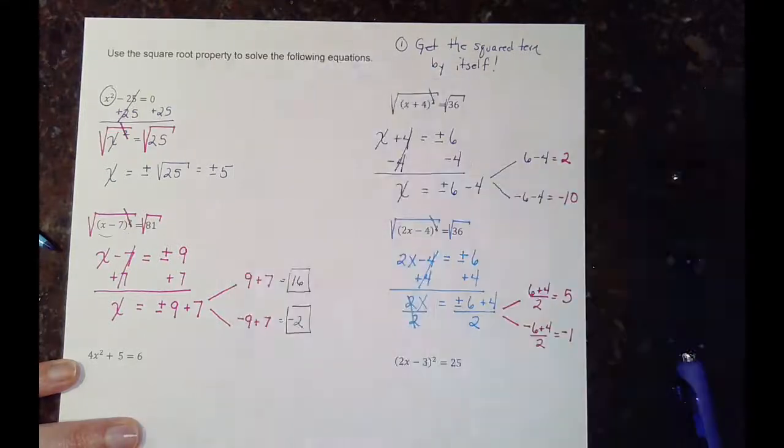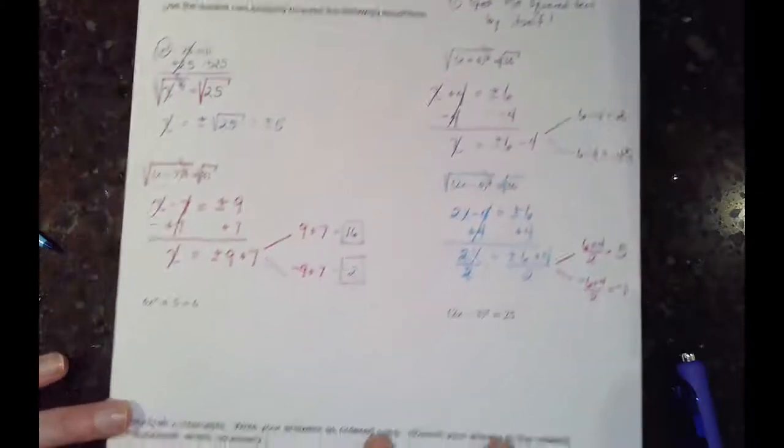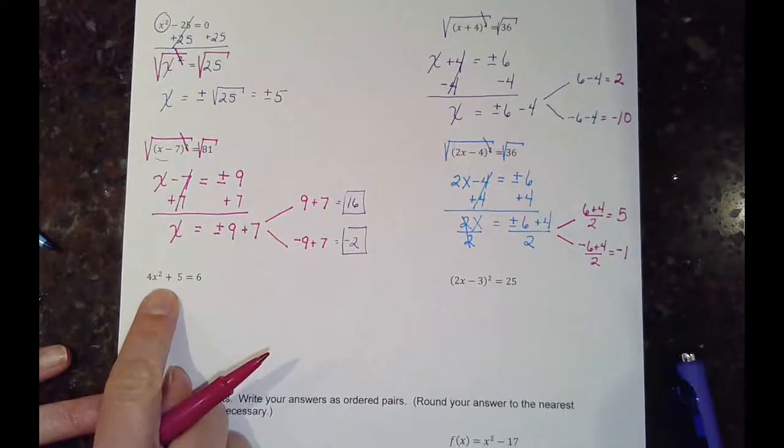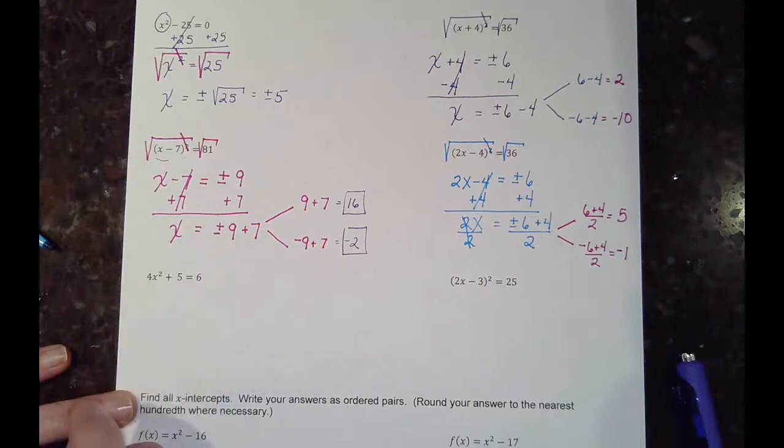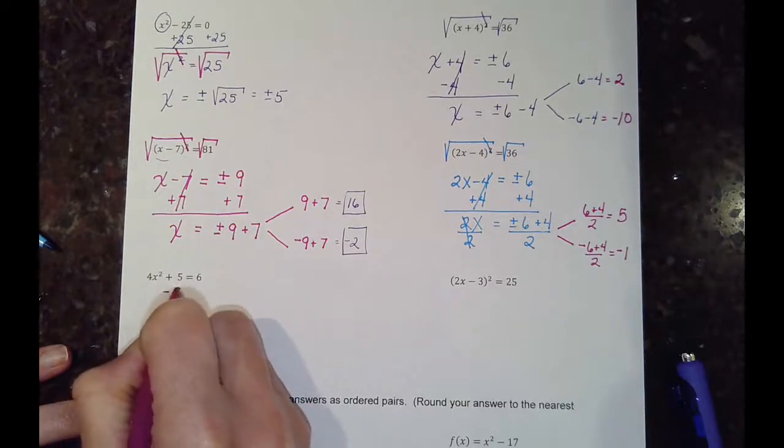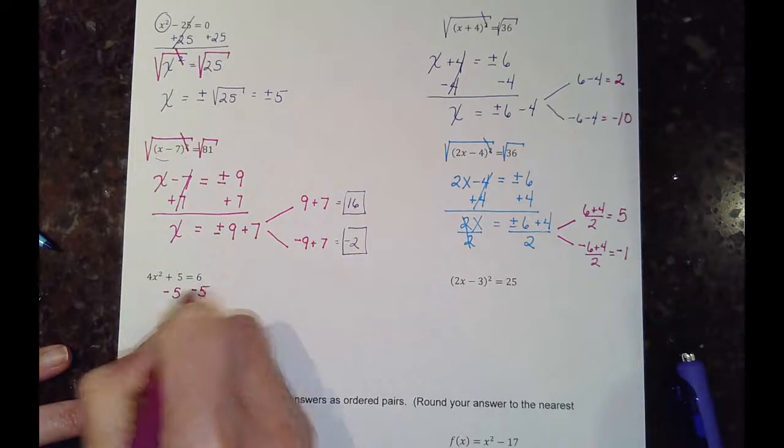All right? So now this one, hey, the squared term is not isolated yet. I mean, we're talking about the whole thing. We want just something squared. So in order to get there, we're going to have to subtract 5 from both sides.